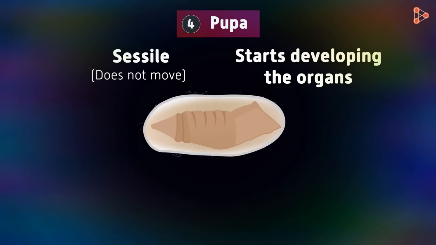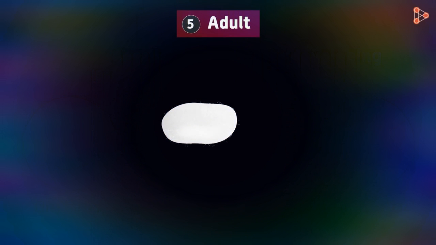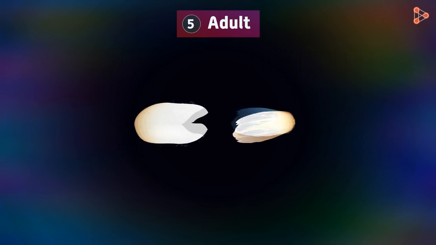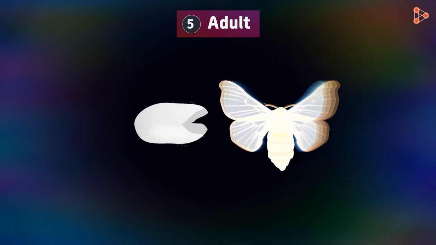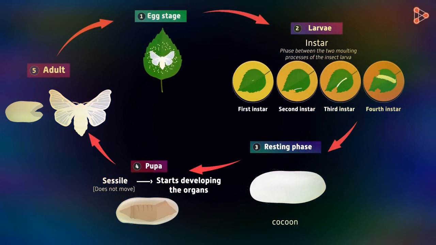After it develops completely, the next stage, that is the adult stage, is reached. The mature moth is now ready to break the cocoon and fly away. This is the complete life cycle of a silkworm. So now can you tell me how silk is obtained from these animals? The cocoon is the main source of silk threads.